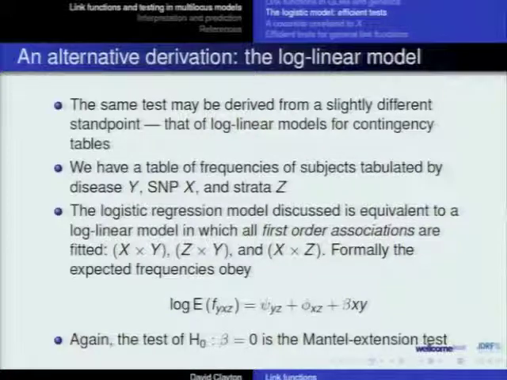So if you put in all those first-order terms and you look for the effect, a score test of the effect of interest, you get exactly the same. You get the Mantel extension test, which is the covariance of X and Y within strata.